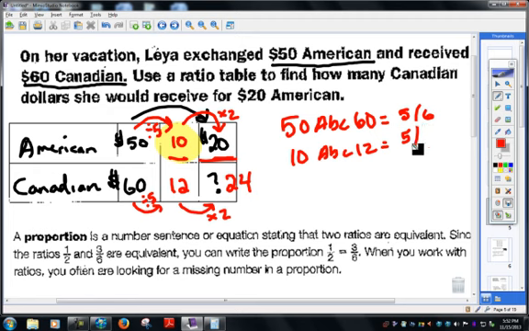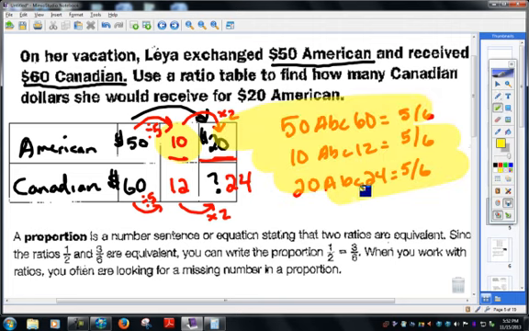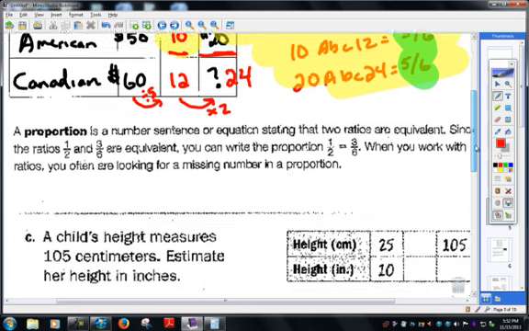If you type in 10 ABC 12 in your calculator, you're going to get 5 ABC 6. If you type in 20 ABC 24 in your calculator, you're going to get 5 ABC 6. That's just a great way to check yourself right there. Because if they don't give you the same simplified fraction, then you've done something wrong. Okay, that's just a check.